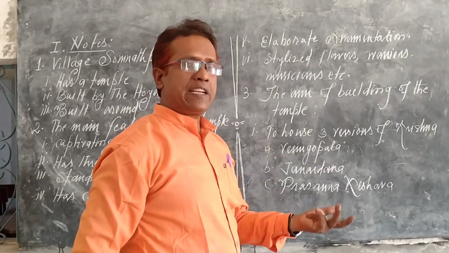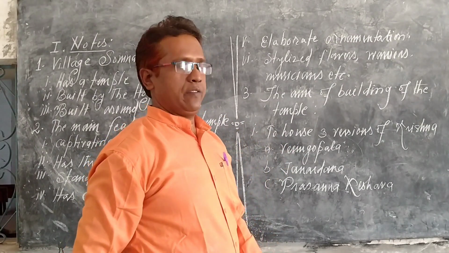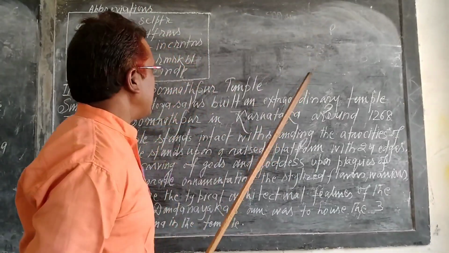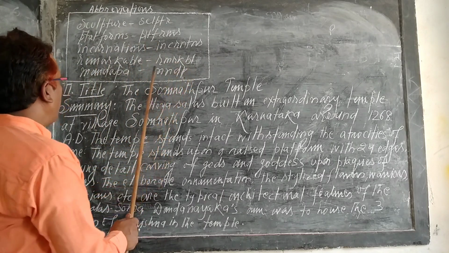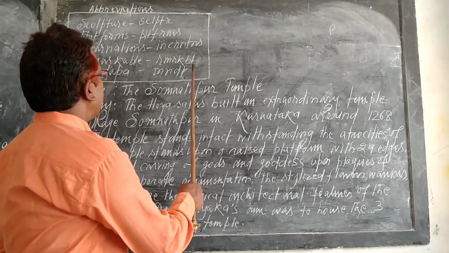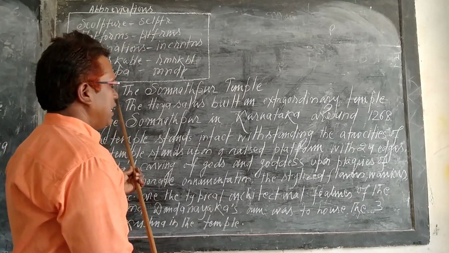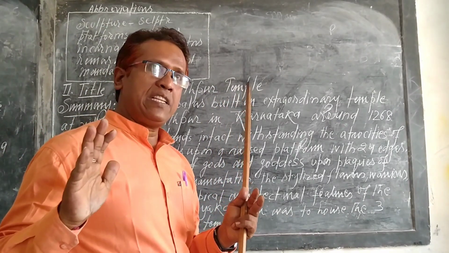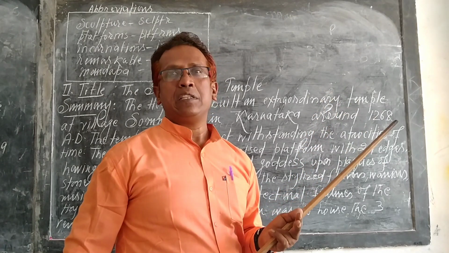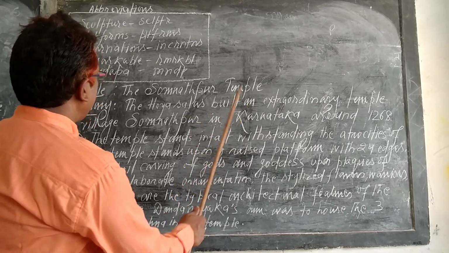Now we are going to the next step. What is that? They are abbreviation, title and summary. Now come to abbreviation. In this abbreviation section, there is a box. To the left of the box, there are the actual words, and to the right, there are the abbreviated words. Now come to the title. If you go through the passage, you will see the title is given at the very outset. At the very starting of the passage, you can get the title: Somnathpur, the Somnathpur temple.